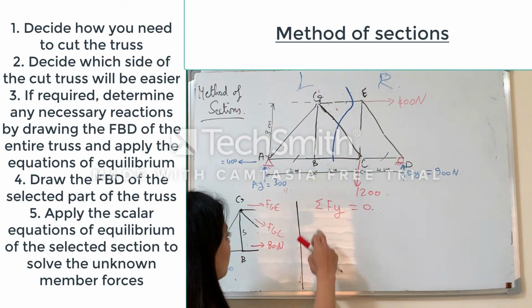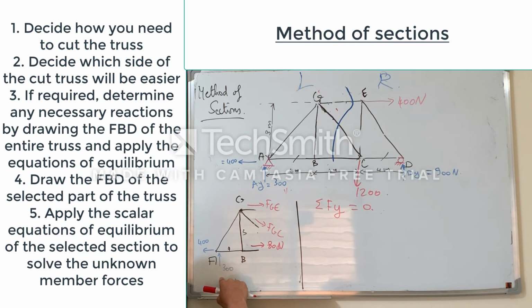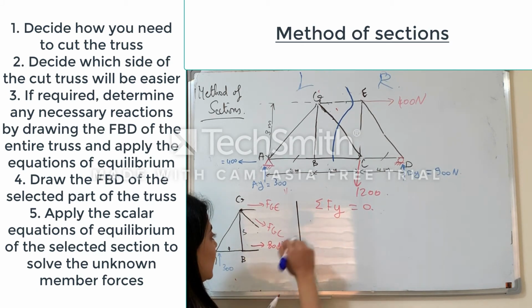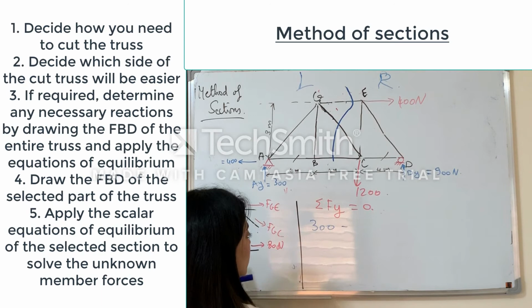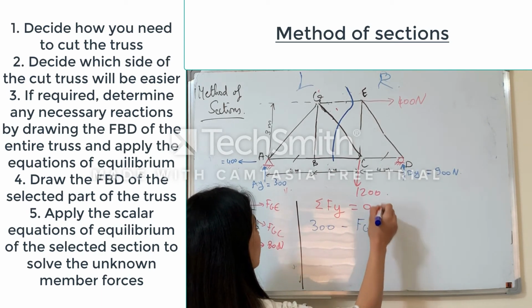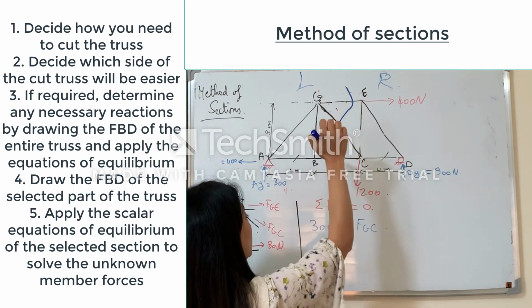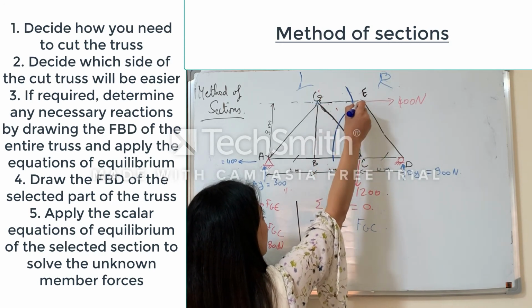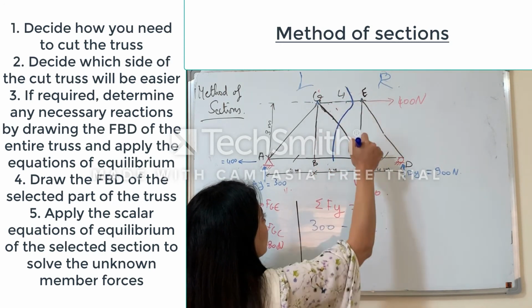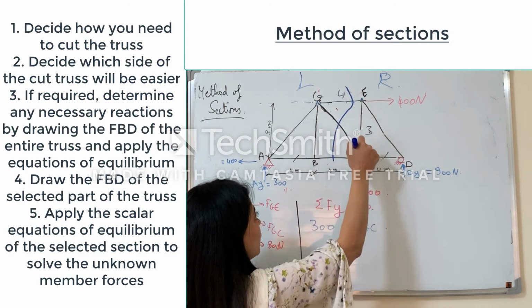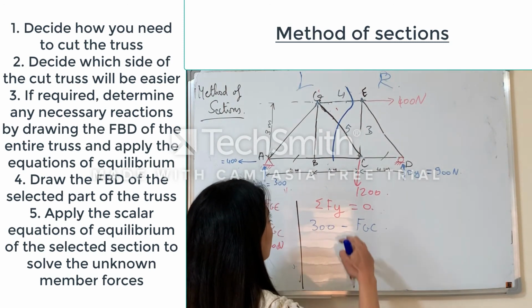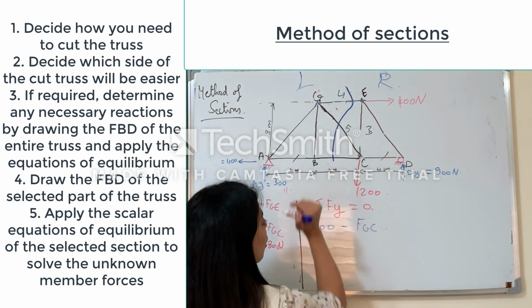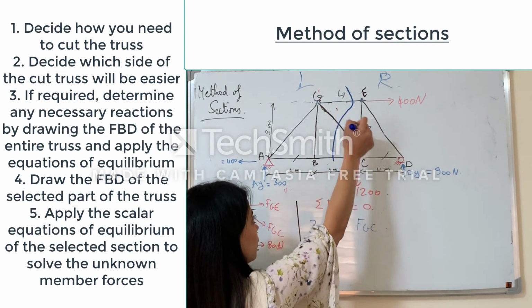It is the same. Sum of Fy is equal to 0 will give me that 300, which is basically the reaction of A, minus the projection of FGC on Y, so minus FGC. What is the projection of FGC on Y? Basically, guys, I know that this is equal to 4 and this is equal to 3. Then this should be equal to 5, radical of 4 squared plus 3 squared, radical 25 is 5, which means, guys, that the projection of FGC on Y will be the sine of this angle, so 3 over 5.